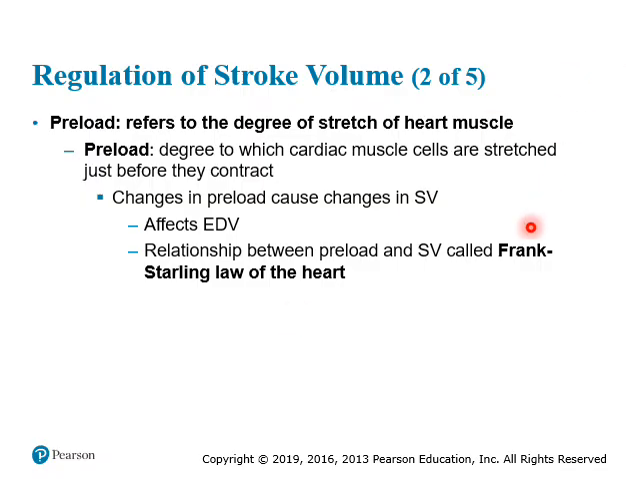Preload refers to the degree of stretch of the heart muscle. Preload is the degree to which cardiac muscles are stretched just before they contract. Changes in the preload will cause changes in stroke volume and affect the end diastolic volume. Changes in preload also affect the relationship between preload and the stroke volume, which is called the Frank-Starling law of the heart.